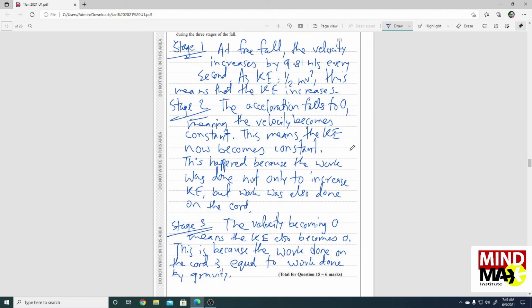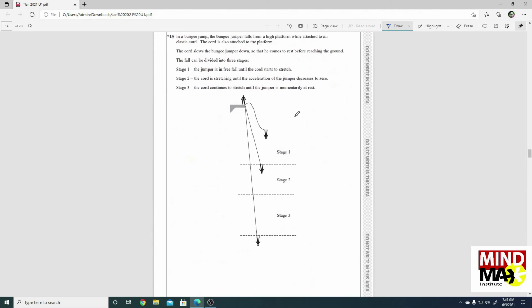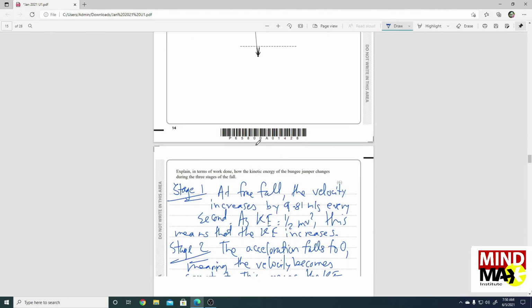So why does the acceleration fall to 0? I mean, previously it was at free fall. Then why did the net force become 0? Because now the force is used to pull the person upwards. Where is the force coming from? From the tension in the string. That's what I wrote here.